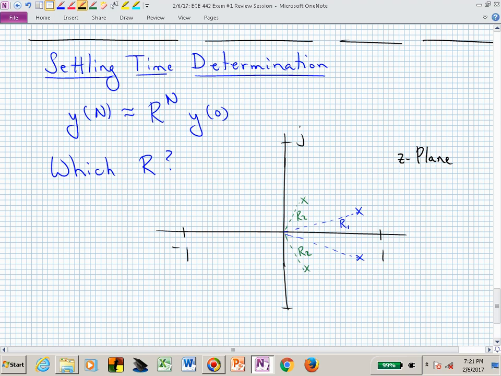How many think it's R sub 1? Show of hands. How many think it's R sub 2? How many aren't thinking? Which poles are dominating the behavior of your system?